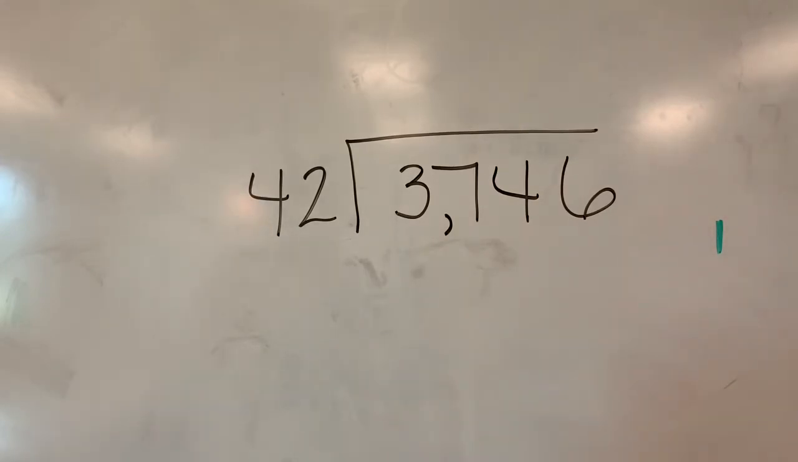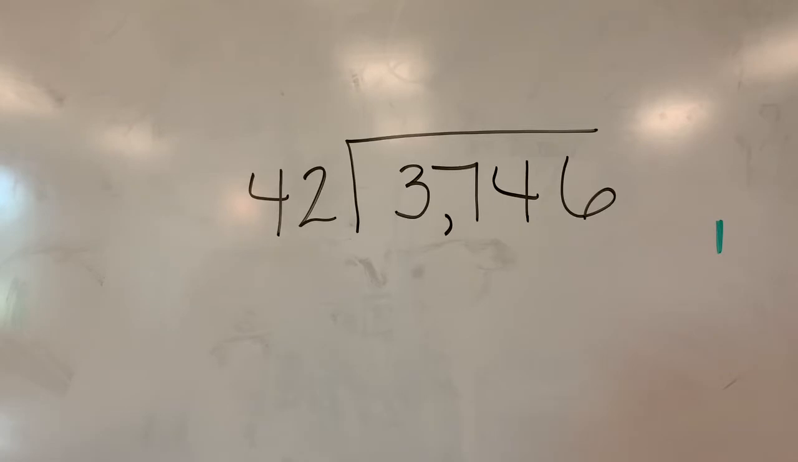If you look at the problem I have on the board here, I have 3,746 divided by 42. Now, you're a liar if you are telling me you know all your multiples of 42 or all the factors of 3,746. You're a liar. That's all I have to say about it. You don't know them, neither do I, but that's okay, because what we're going to do is use some estimation to figure out what we need to do to break this number down into smaller pieces.